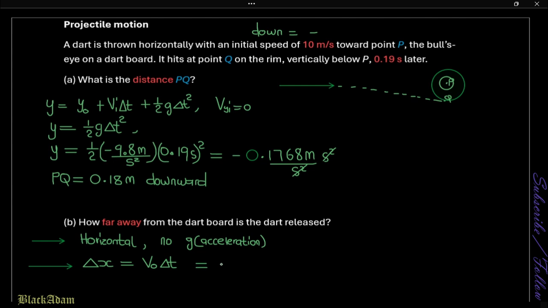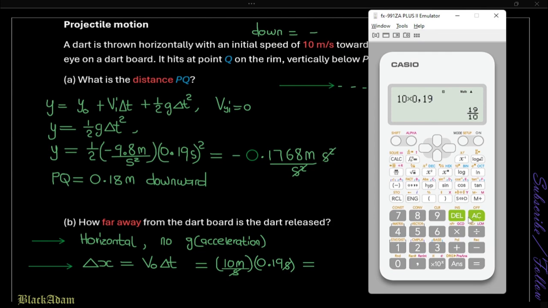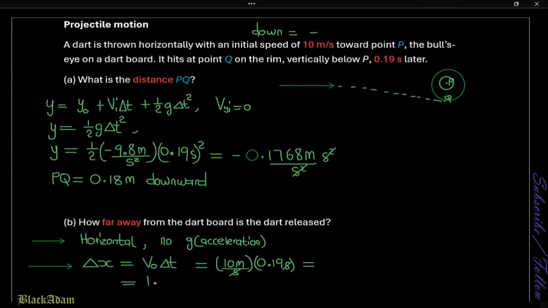We have our initial velocity, that's 10 meters per second, and the time is 0.19 seconds. So we take the product of the two, 10 meters per second multiplied by 0.19 seconds. The seconds cancel out, and 10 times 0.19 gives us 1.9, so it's 1.9 meters, and that's our final answer.